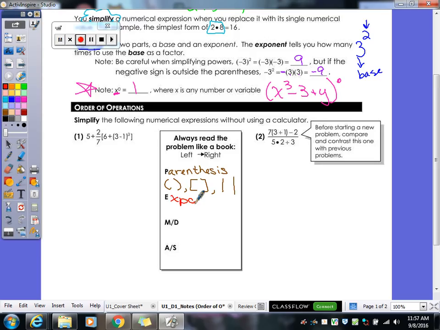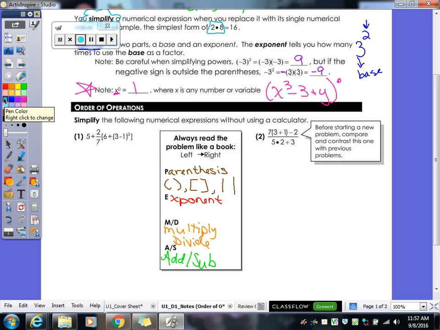And then, yeah, so we have exponents. And then we have multiply, divide, and then add, subtract. Now remember, multiply, divide, I wrote those together because they really happen at the same time. It's just whichever one you see as you go left to right through your problem happens first. Same thing with add, subtract. They really happen at the same time, but whichever one you see first looking left to right is what you do first.